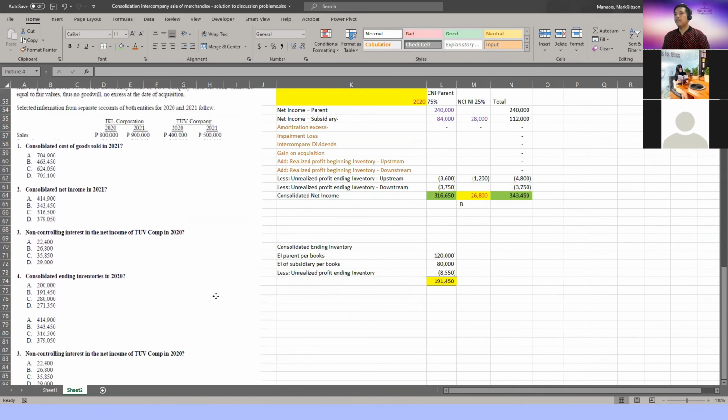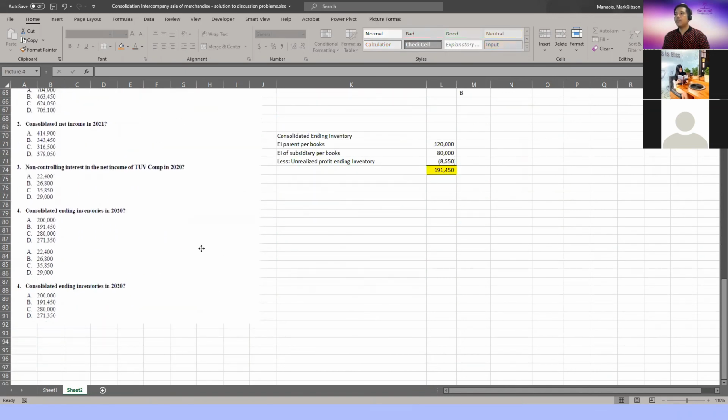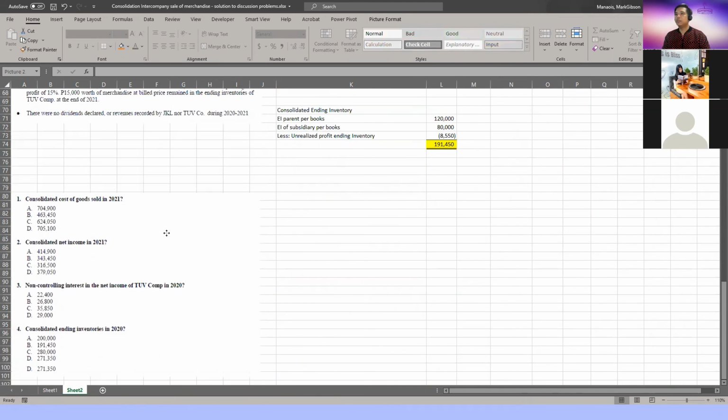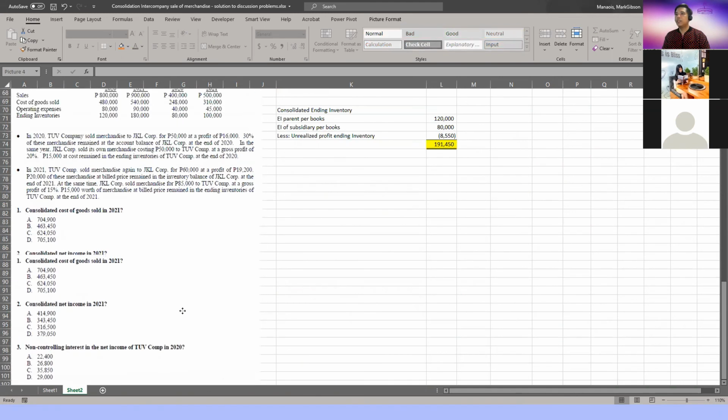Okay. And then finally, ang tinatanong sa atin, number 4, consolidated ending inventories. No? So baba ko lang muna to. Para kita pa rin natin yung given.